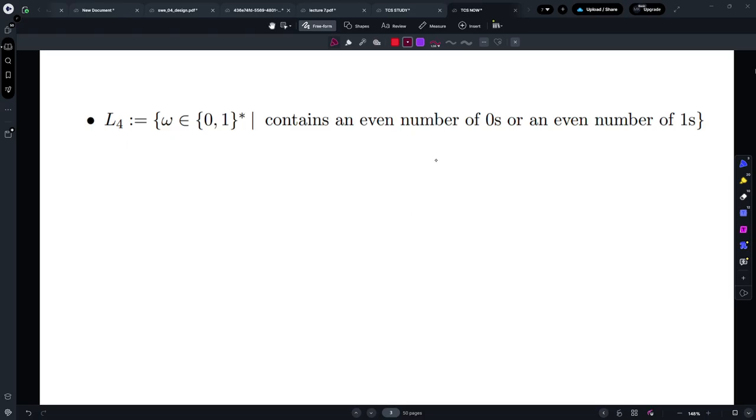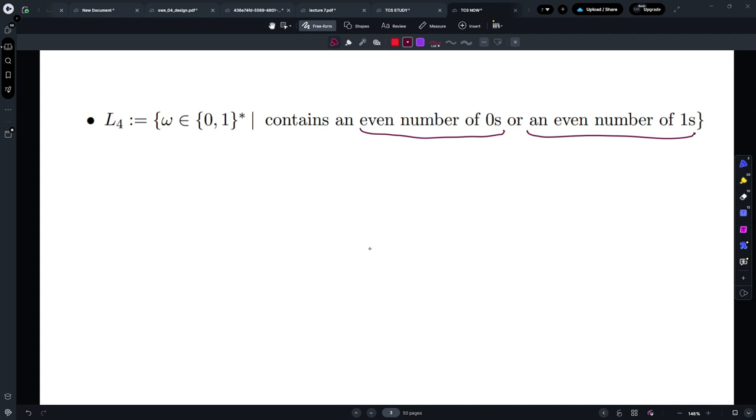or an even number of ones. So pay closer attention, that even number of zeros or even number of ones, meaning that it's either even number of zeros, so even number of zeros, or even number of ones. So both of these could get accepted. Either one of this needs to be even.